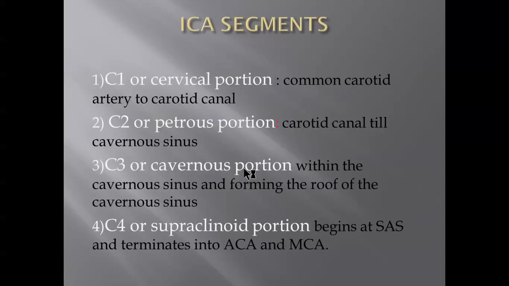All right. So ICA segments, as we already mentioned, C1 cervical portion starts from the common carotid artery till the carotid canal. C2 petrous part from the carotid canal to cavernous sinus, and cavernous portion is inside the cavernous sinus itself. And the C4 supraclinoid portion begins at the subarachnoid space and terminates, of course, into anterior cerebral artery and middle cerebral artery, which we will further discuss.